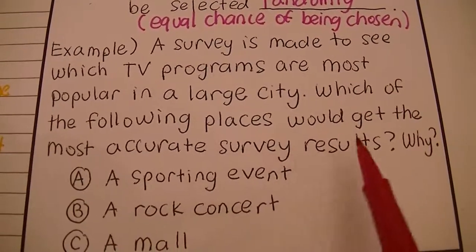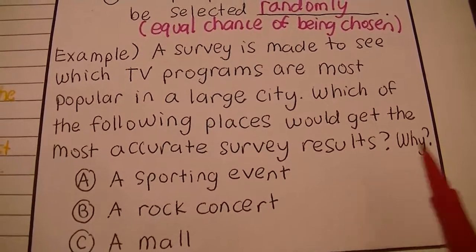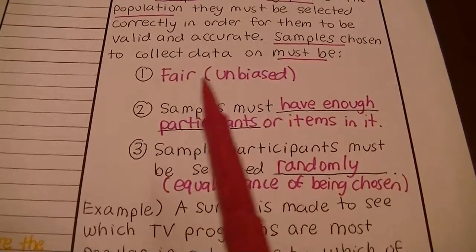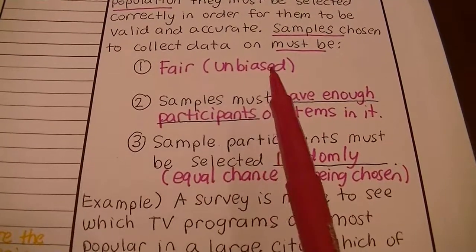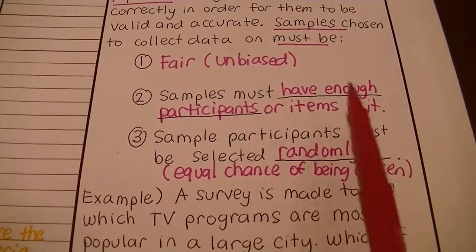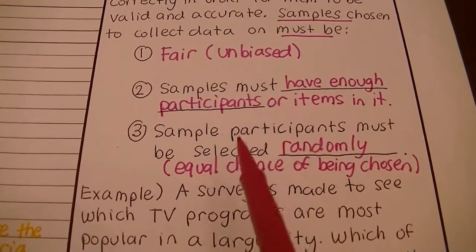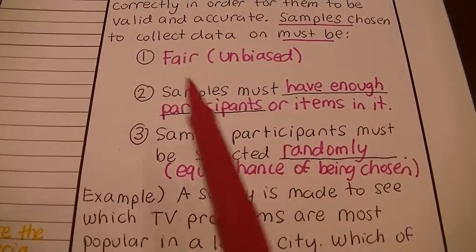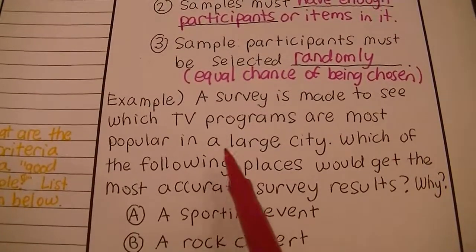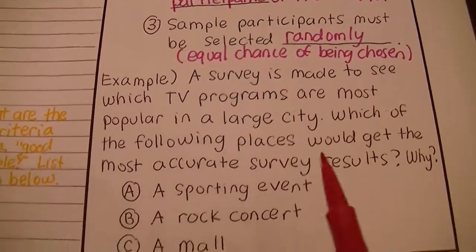Which of the following places would get the most accurate survey results, and why? So when you're pulling your sample, you want to make sure that the sample is fair, which means unbiased. The sample must have enough participants in it, and they've got to be selected randomly. It's got to fit those 3 criteria for it to be a good sample for this large city survey, okay?